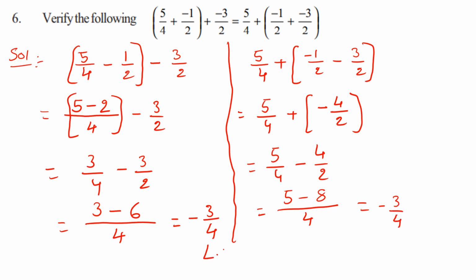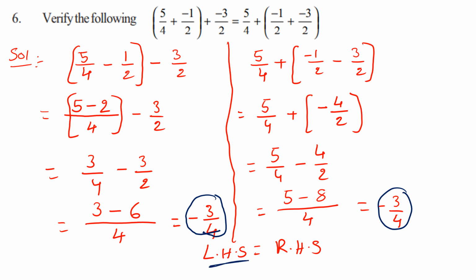So now LHS equals RHS, both are the same answers. Look at that, this is the same: minus 3 by 4 and minus 3 by 4. So that's why LHS equals RHS. Hence it is verified.